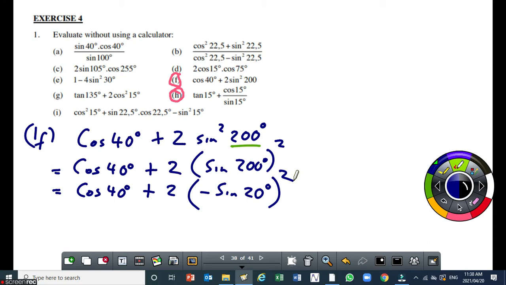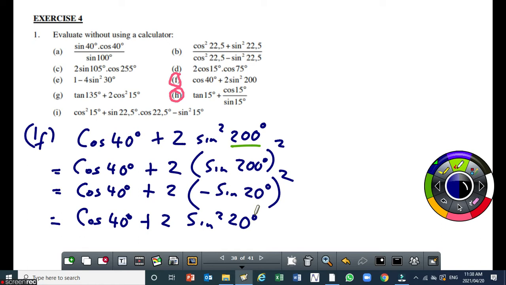I hope you are following this. Then from there we carry on. So we end up having cos 40 degrees plus 2, and now this will become 2 sine squared 20 degrees, because minus sine 20 degrees times minus sine 20 degrees will give you that.